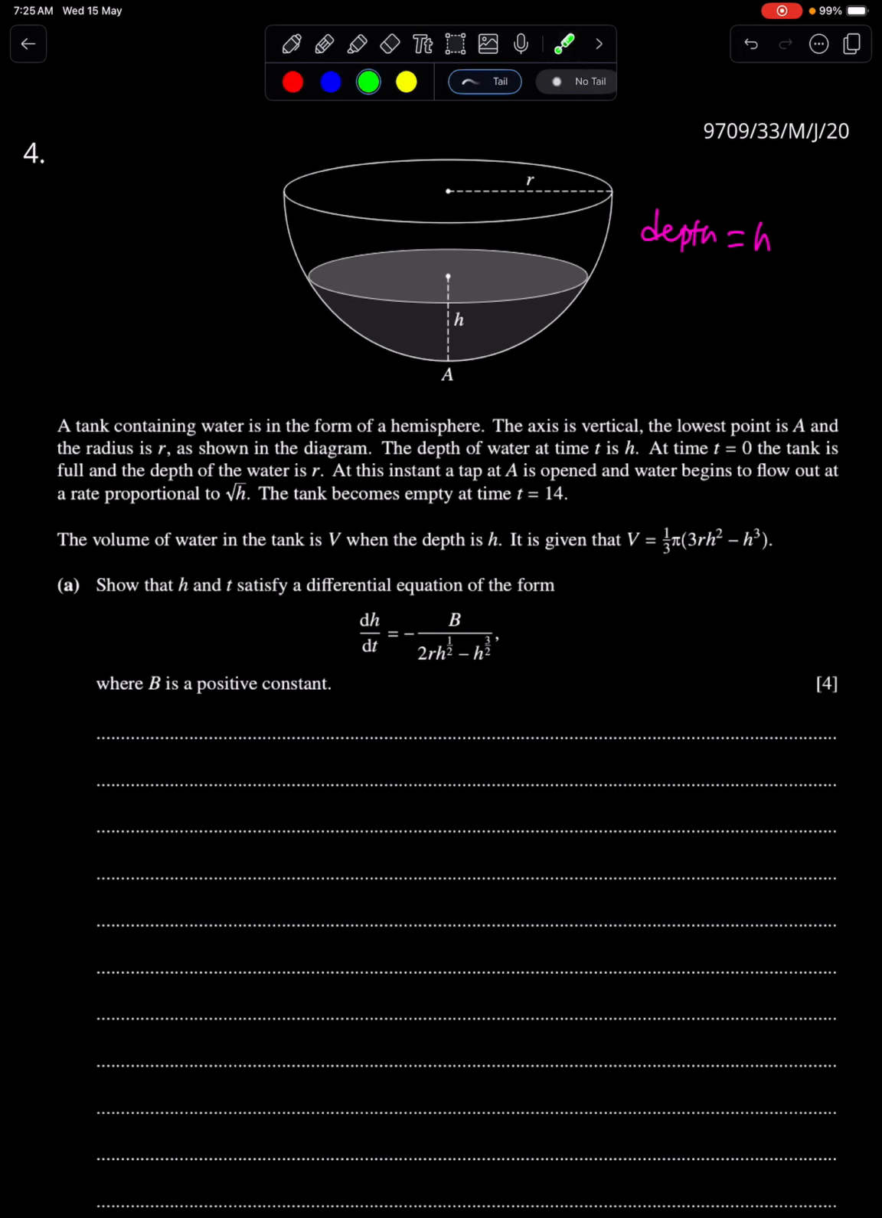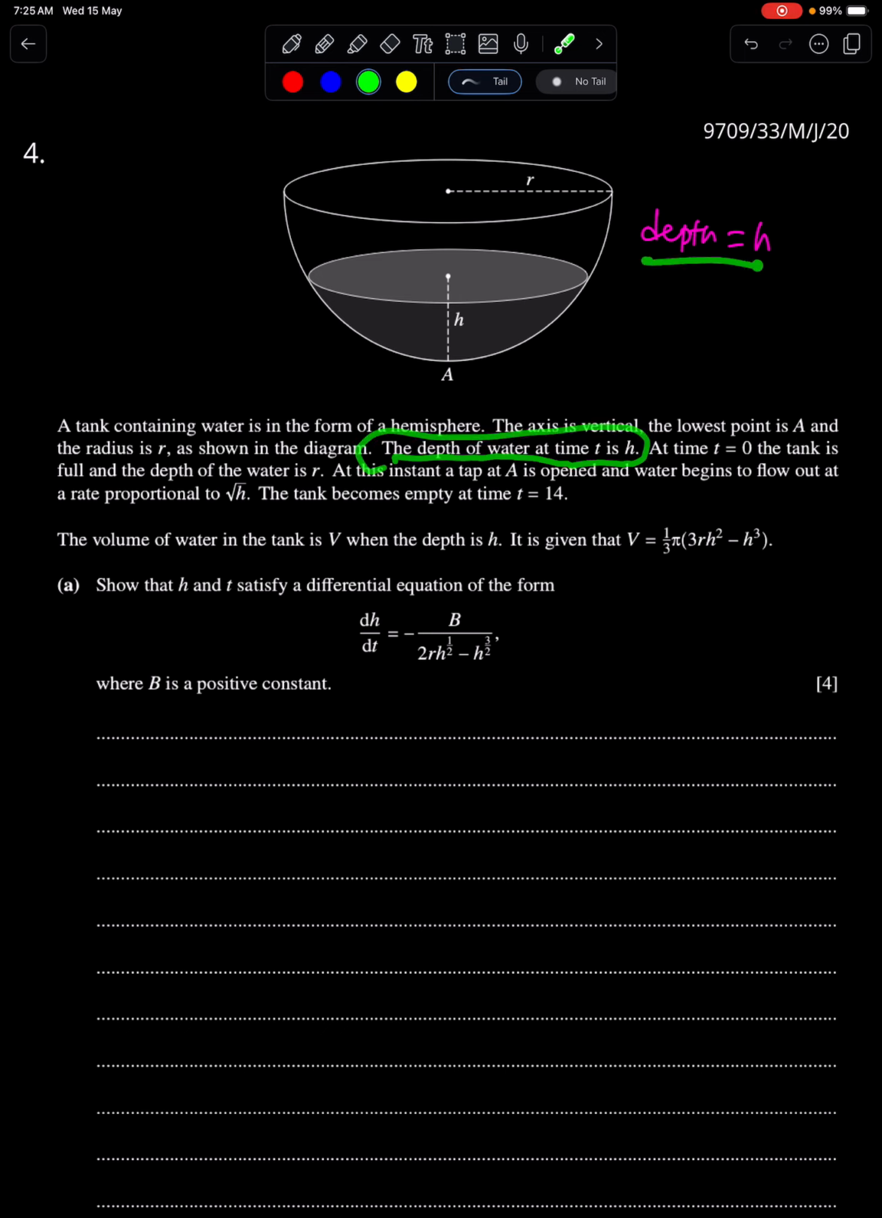This is one of the most important questions of differential equations. This question is from June 20, paper double 3. A tank containing water is in the form of a hemisphere. The axis is vertical, the lowest point is A, and the radius is R, as shown in the diagram. The depth of water at time t is h.